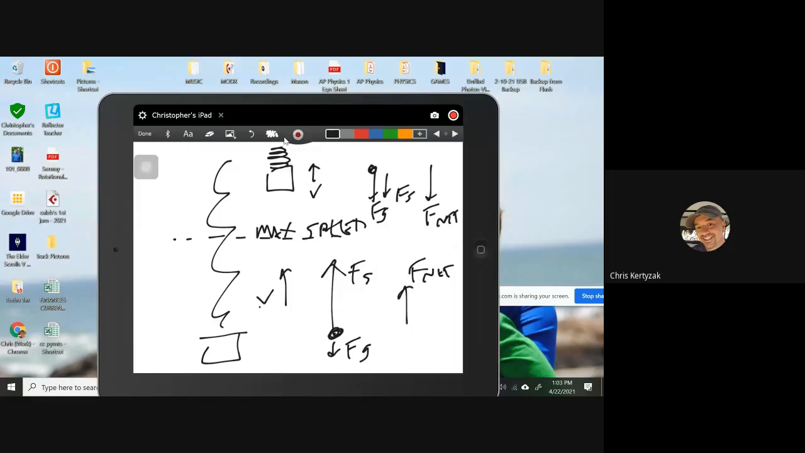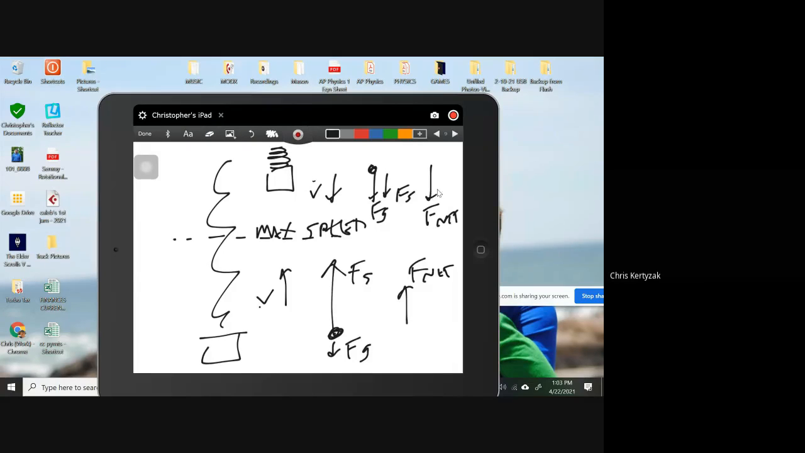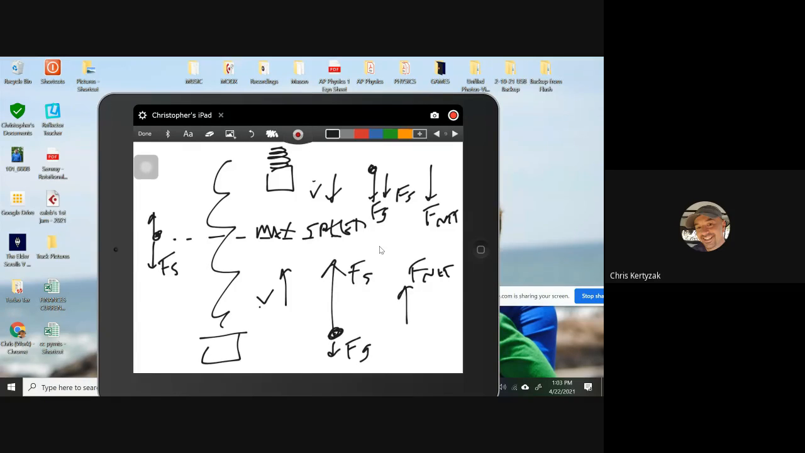And then again, as it starts to move down again, the velocity is now down. The net force would still be down. At all points above equilibrium, the net force is down. At all points below equilibrium, the net force is up. When it passes through equilibrium, what is the net force? 0, right? When it passes through equilibrium.